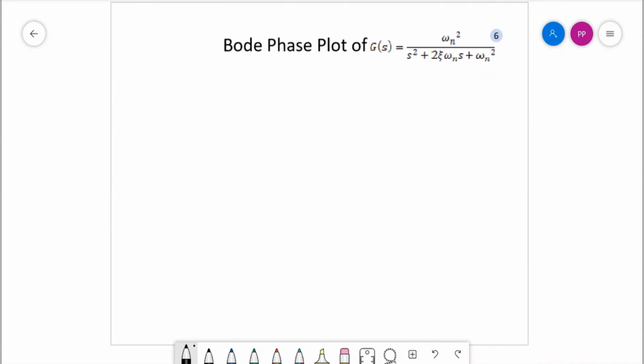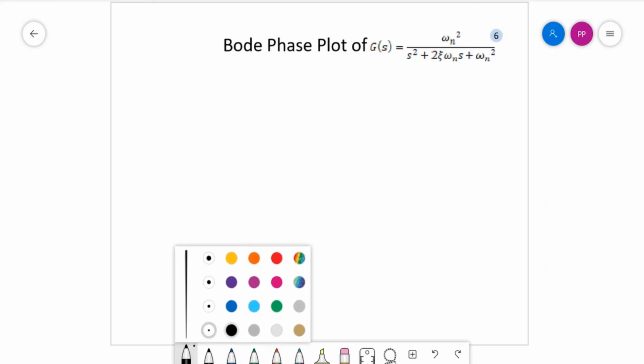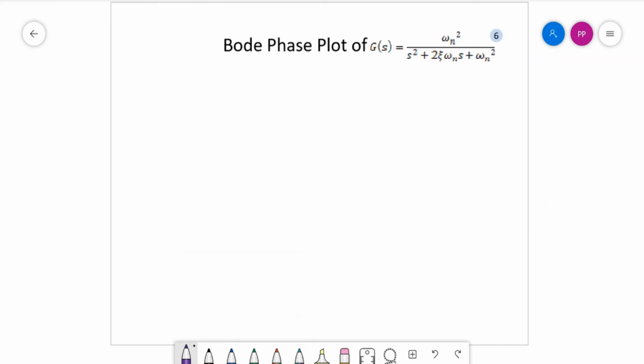So you have to understand that if you are plotting this quantity, you are plotting it in a polar or complex plane. So this is the imaginary part of G at j omega, and this is the real part of G at j omega.